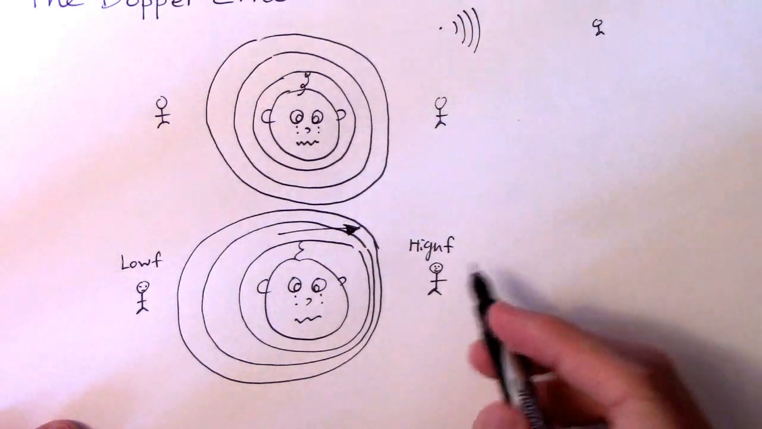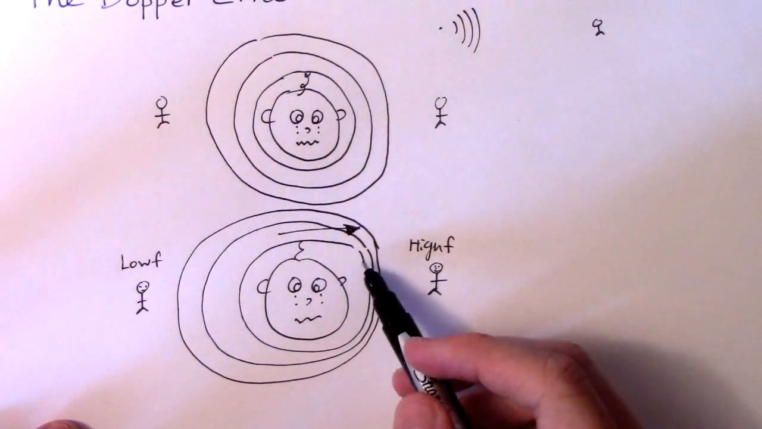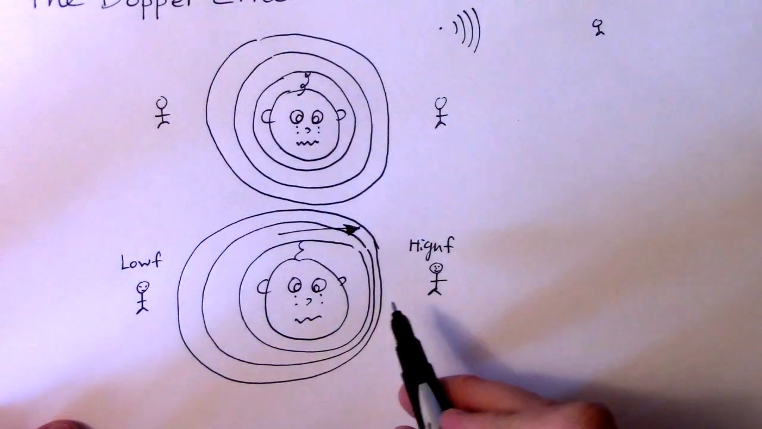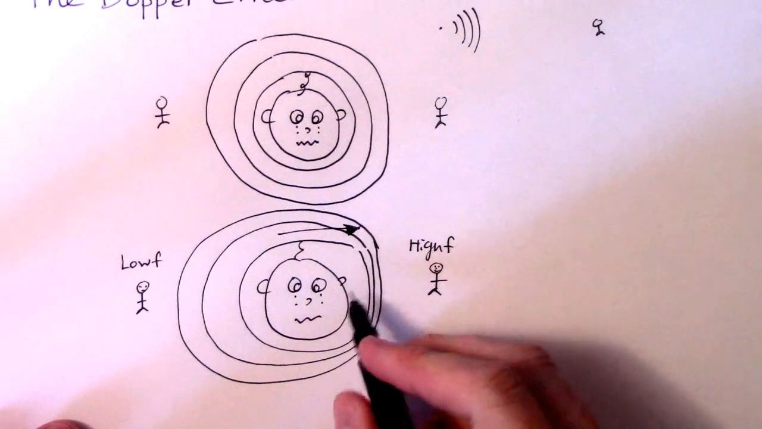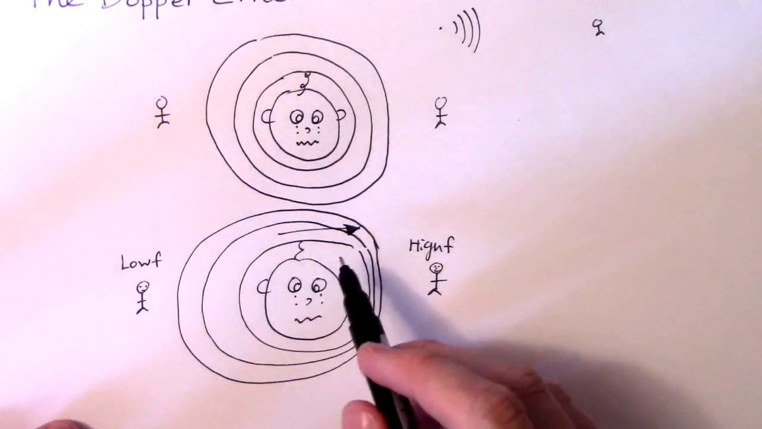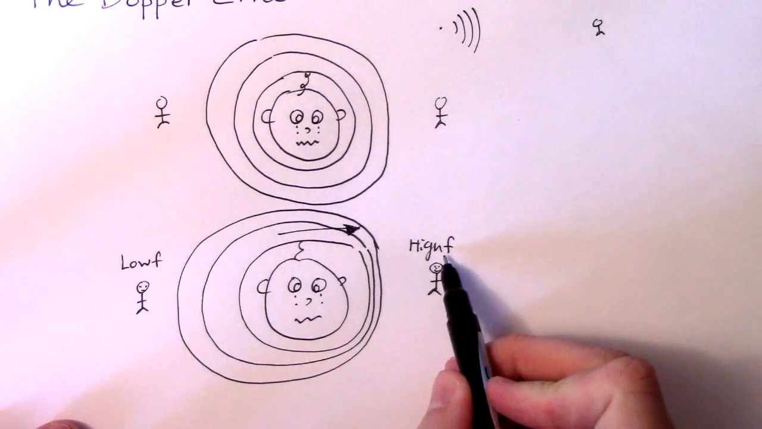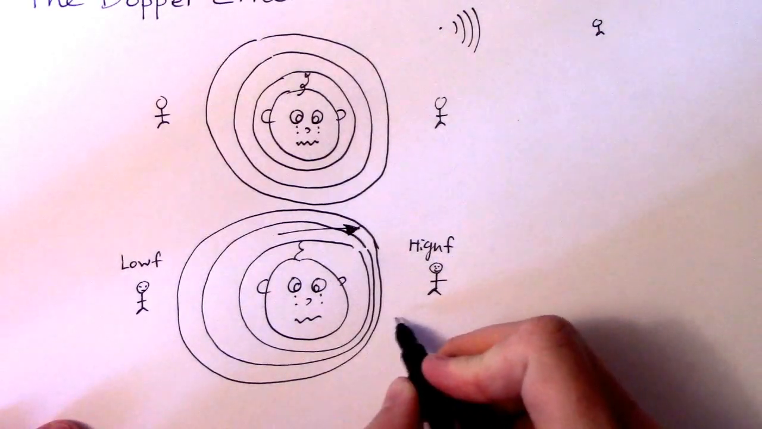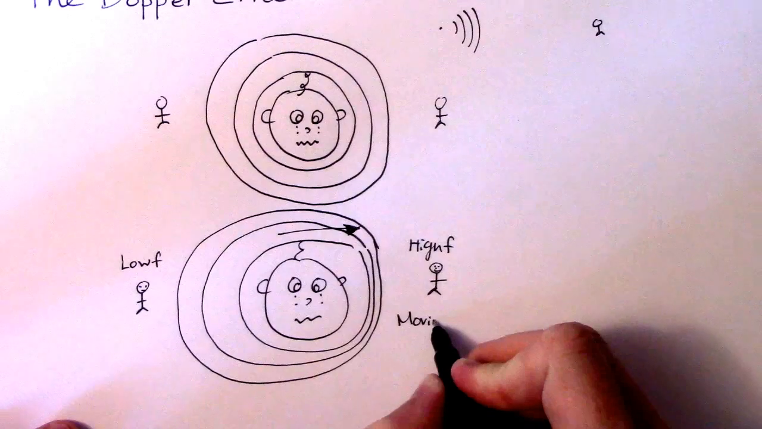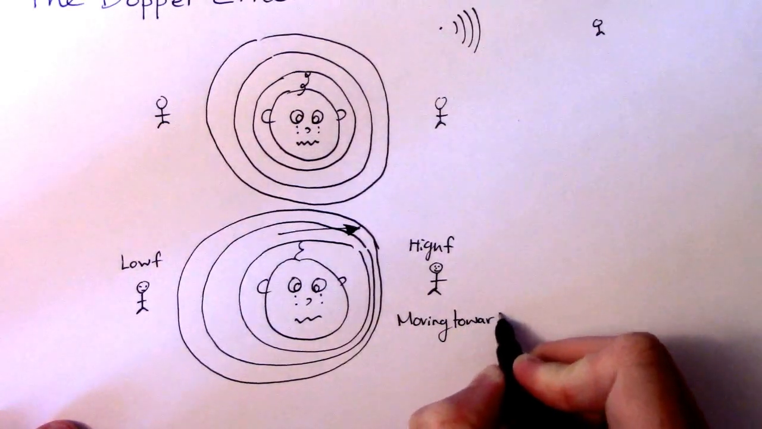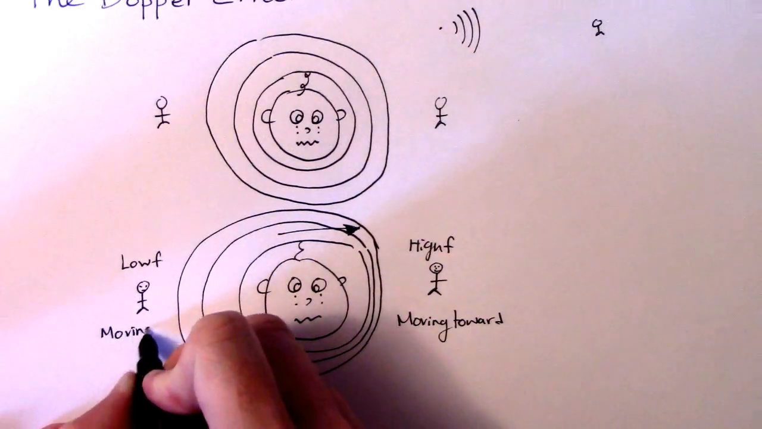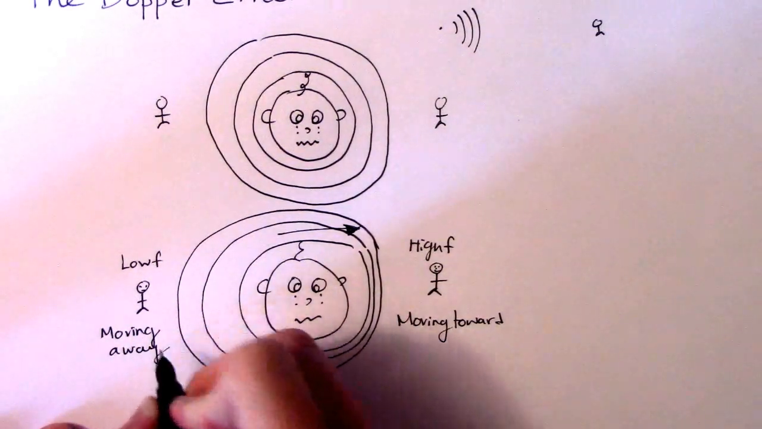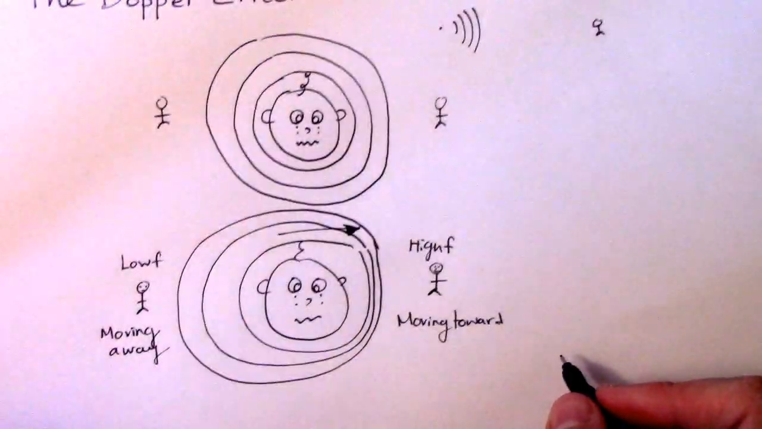So the actual frequency of the sound is not changing. The baby is staying the same, but based on location and the movement of that baby, it's causing the frequency to change. What you should know is that as an object emitting a sound moves closer to something, moving towards it, you get a higher frequency. And this is a low frequency, so this one will be moving away. That was my best baby drawing.